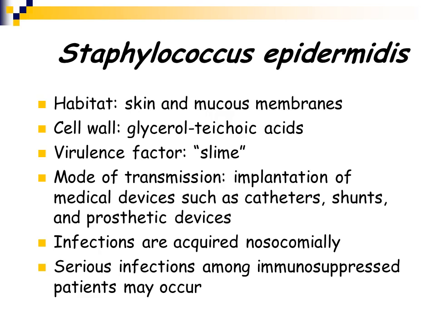It's usually transmitted through medical devices such as catheters, shunts, and prosthetic devices. Usually, infections associated with Staph epidermidis are nosocomial or hospital acquired. And Staphylococcus epidermidis, although it's normally a very innocuous organism, might cause infection. In severely immunosuppressed individuals, it can lead to a very severe infection.